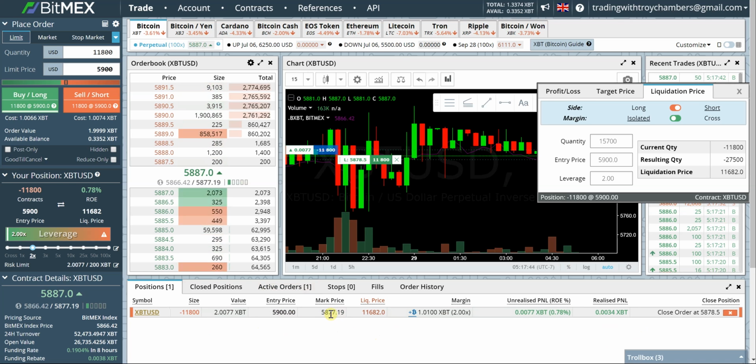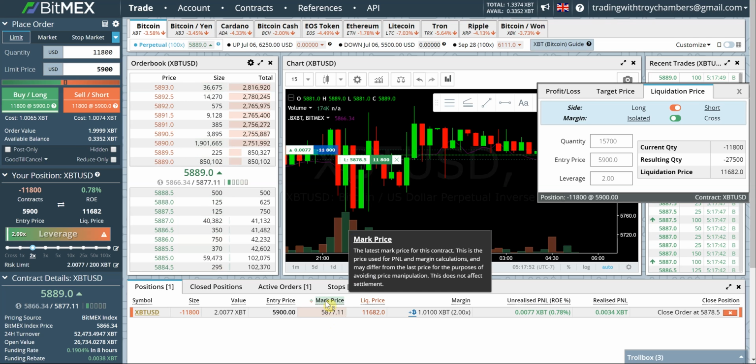While I'm waiting for that, let me give you a brief go around of what's going on here. The mark price, if you hover over there, it's the latest mark price for this contract. This is the price used for the P&L and margin calculations. It may differ from the last price for the purpose of avoiding price manipulation. This does not affect settlement.